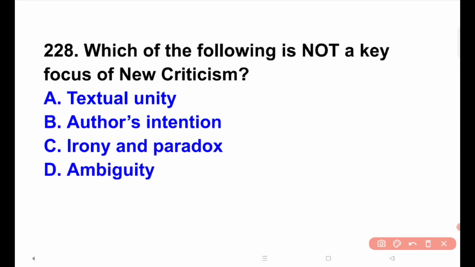Which of the following is not a key focus of new criticism? Author's intention. New critics reject authorial intent as irrelevant to textual meaning, see the concept of the intentional fallacy. Textual unity is a central concern: how all parts of a text contribute to its unified meaning. Irony and paradox are frequently emphasized as structuring devices within a text. Ambiguity is seen as a richness of meaning and a product of complex literary language.